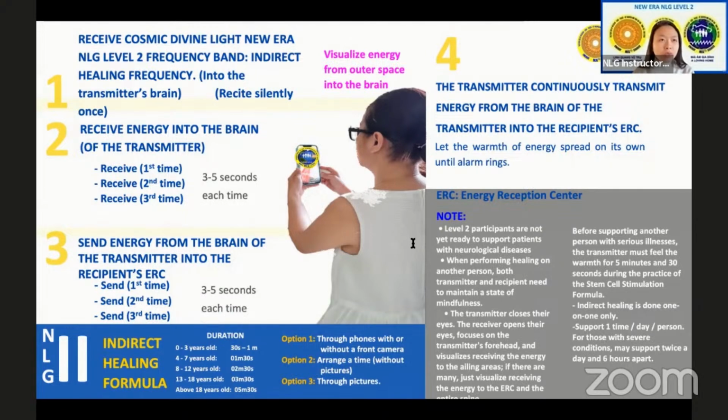It could be due to time zone difference, or your busy schedule or something like that, which prevents you from calling each other. And so you don't even have to see each other to send and receive energy. You just need to know the exact time where the transmitter will transmit energy and the recipient will receive energy. Let's say if you want to send energy through an arranged time to a friend, right?